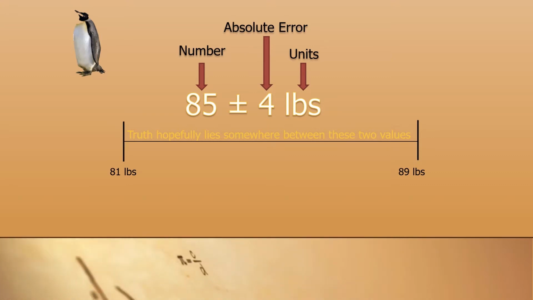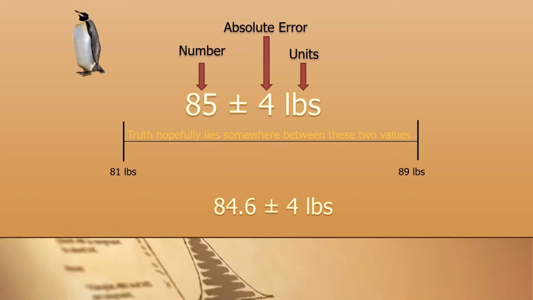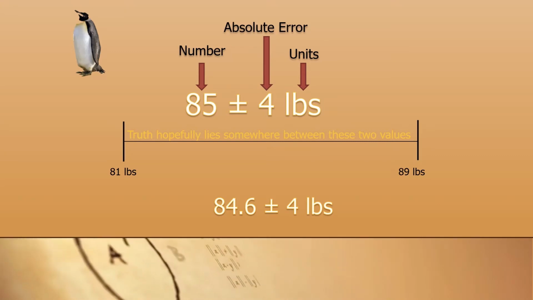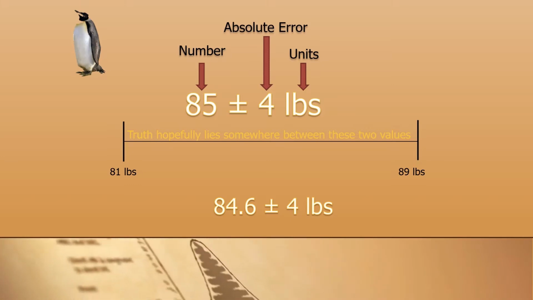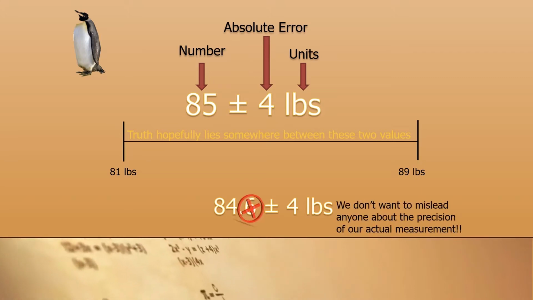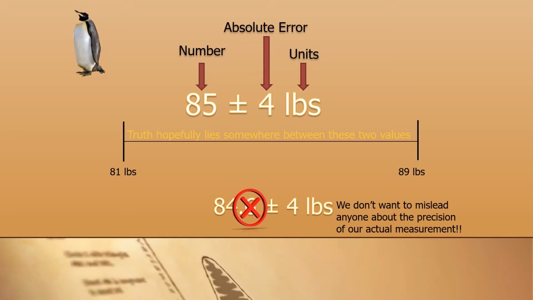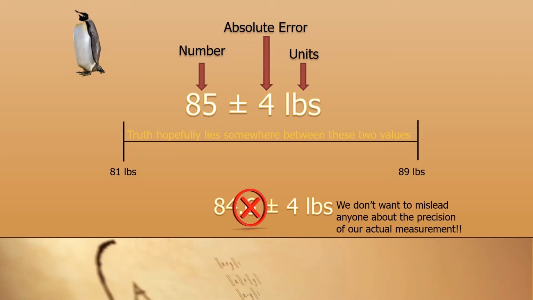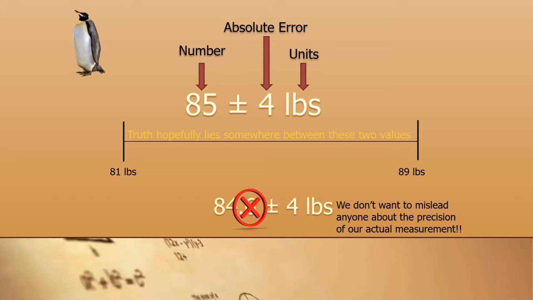It would be silly to write 84.6 plus or minus 4 pounds using the calculated average from the previous slide and including a value in the tenths position, because we're already guessing at the ones position. The 0.6 pounds at the end is overkill and, worse, actually misleading. We can imply that we can measure a penguin with the apparatus more precisely than this instrument allows. That's why we rounded to just 85 pounds, so we could accurately represent the measurement and the precision of that same measurement.